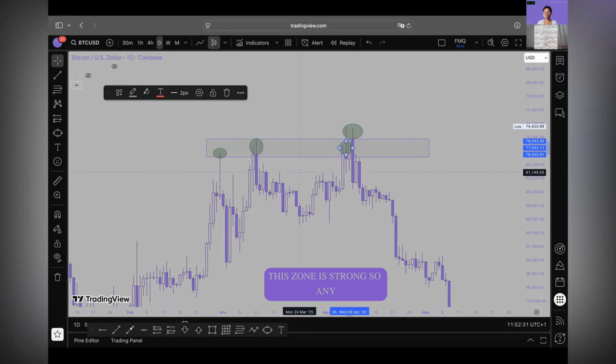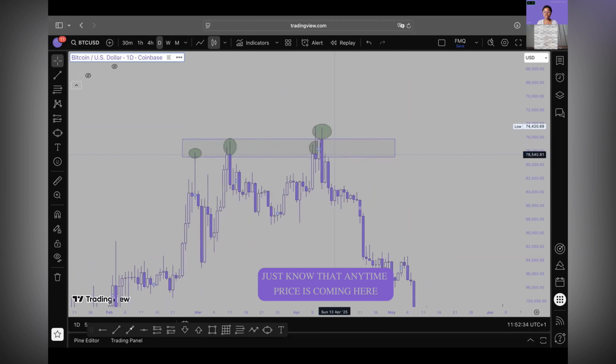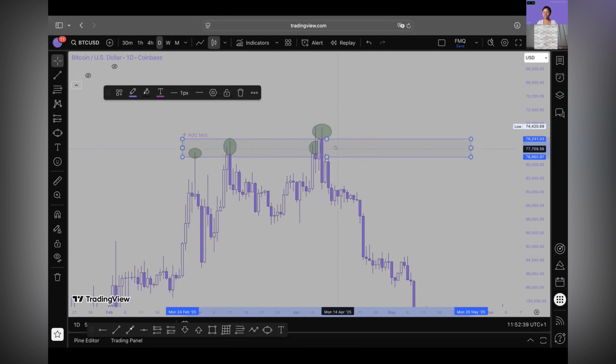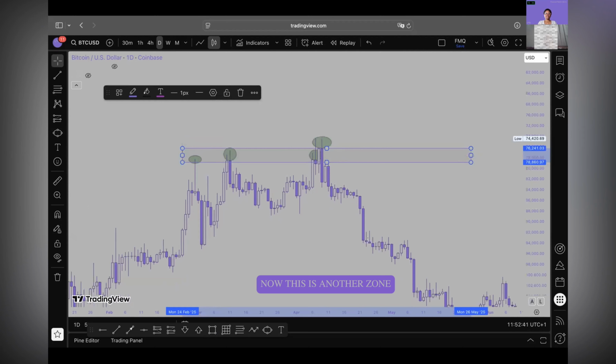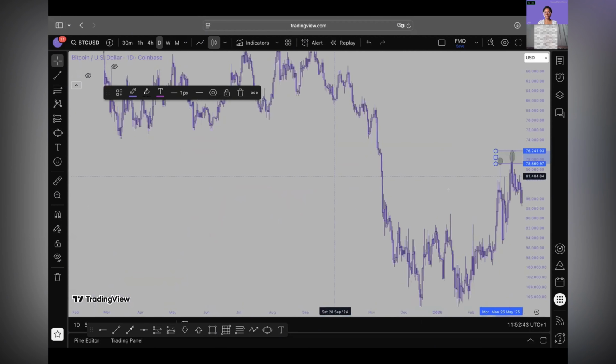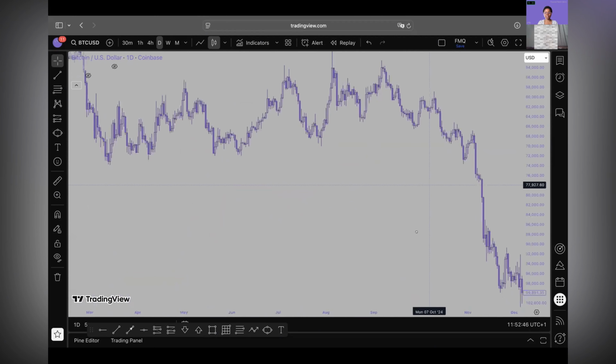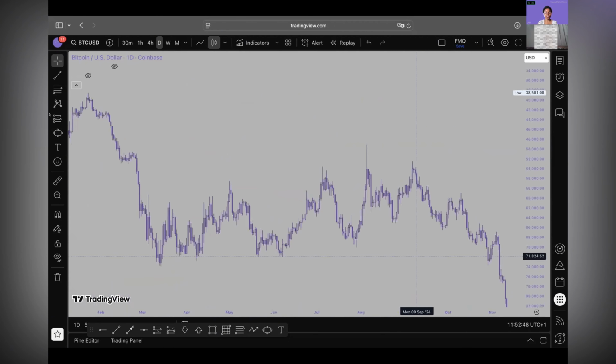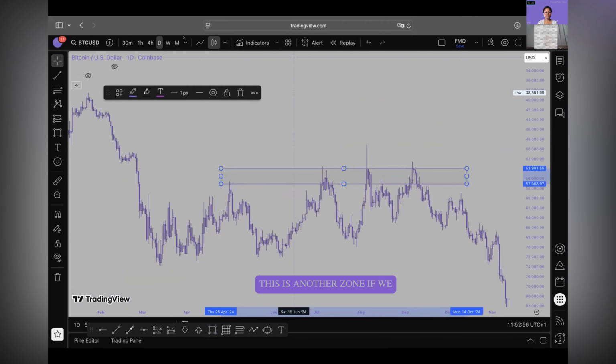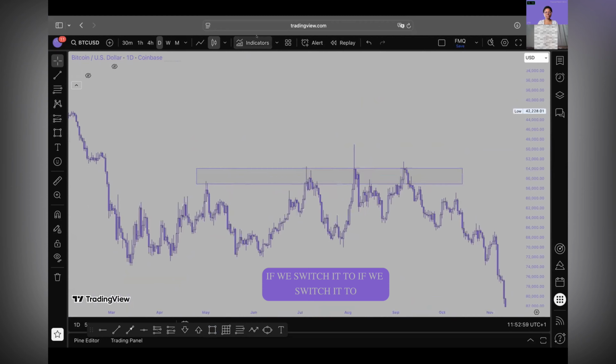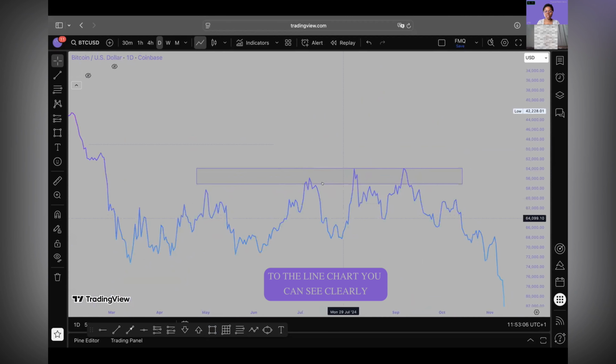This zone is strong. So just know that anytime price is coming here, you want to pay attention to how price will react from this place, because this is a valid zone. Now, this is another zone. This is another zone. Let's say we switch it to the line chart, you can see clearly.